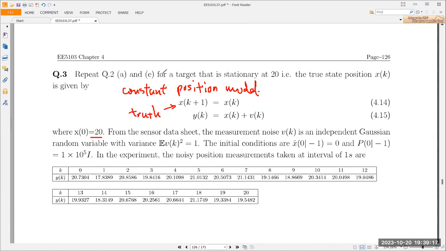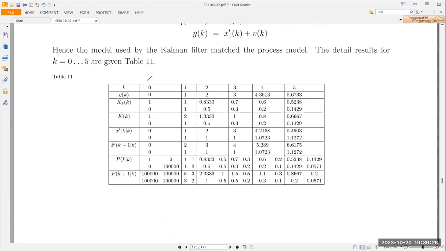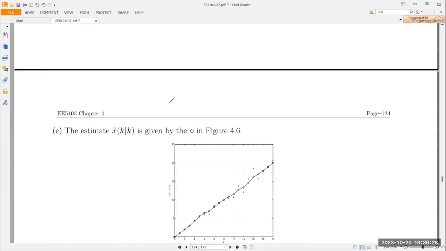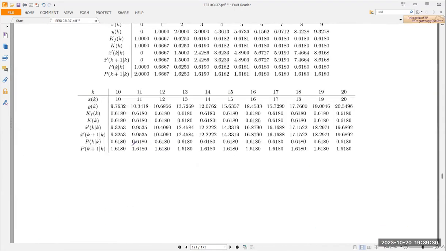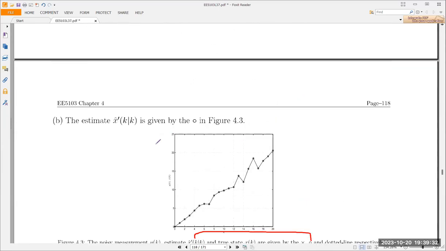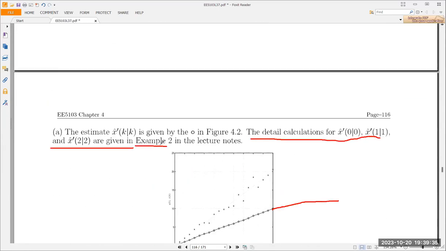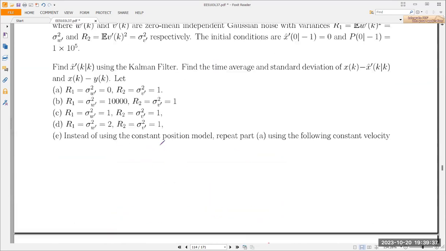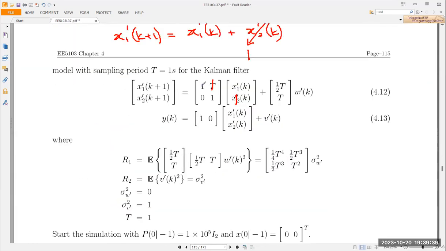This is part E. In part E, we use the constant velocity model. Go and look at part 2E. Where is 2E? 2E was here. What model was used in 2E? 2E is here, and this model is used. It's obvious, but this is what we call the constant velocity model. So I write it down first, then I explain.